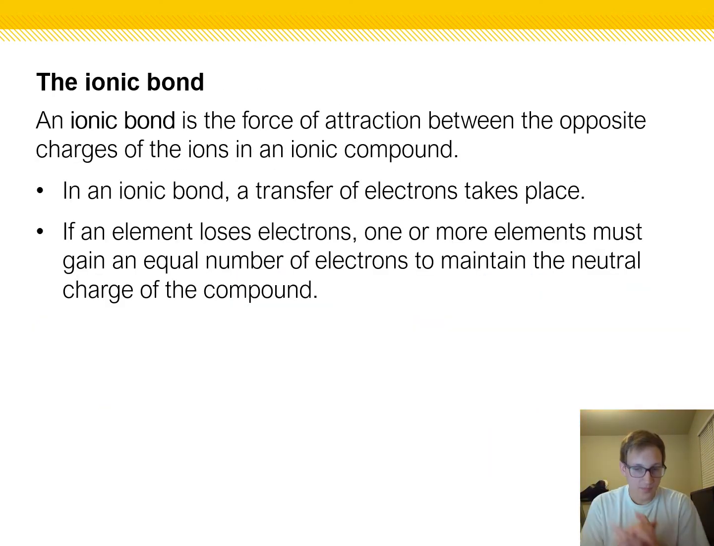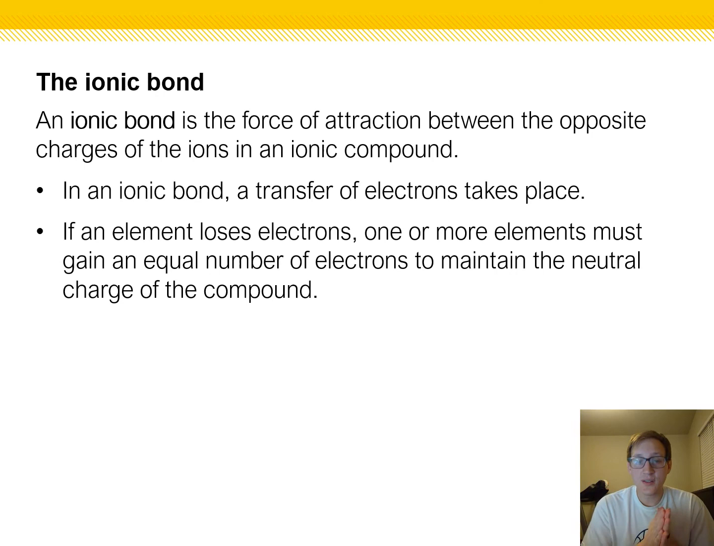Okay, so that was a rundown of the ionic bond. An ionic bond is the force of attraction between the opposite charges of the ions in an ionic compound. In an ionic bond, a transfer of electrons takes place. So literally, one is taking an electron from the other one. There isn't any sharing, which we're going to talk about in a little bit. One is literally taking the electron from the other one.